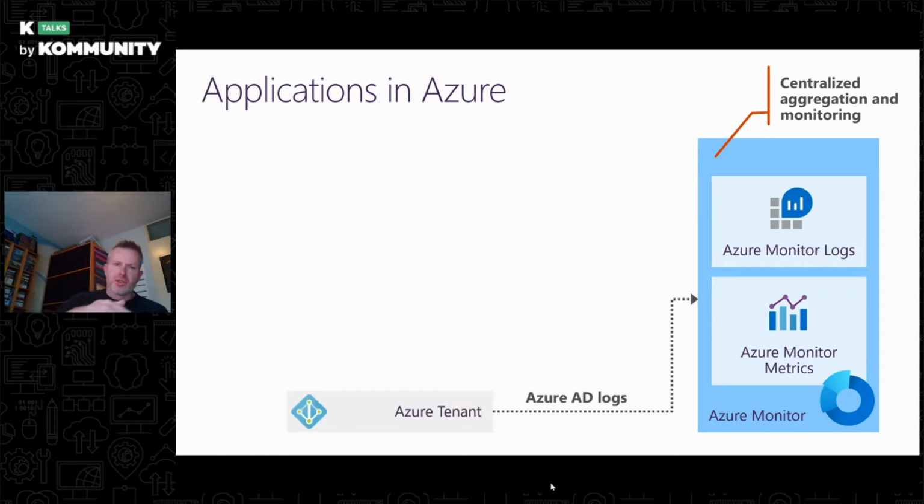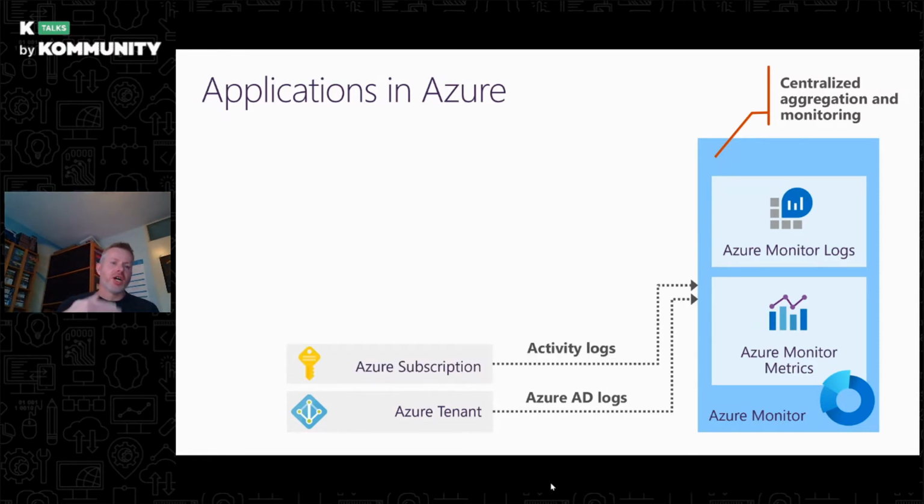If you then look at the way Azure is organized, at the Azure tenant level, that's quite low. You will find that the Azure tenant is an Azure Active Directory, and those logs are pushed out into Azure Monitor. That's at that level. Then you have a higher level, the Azure subscriptions. And whenever something happens inside of a subscription, activity logs are also pushed to Azure Monitor.